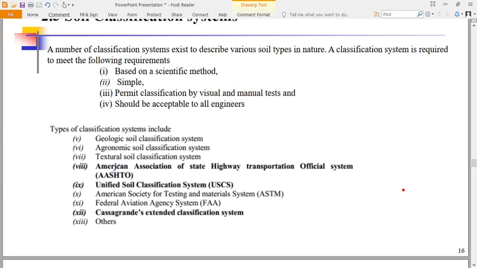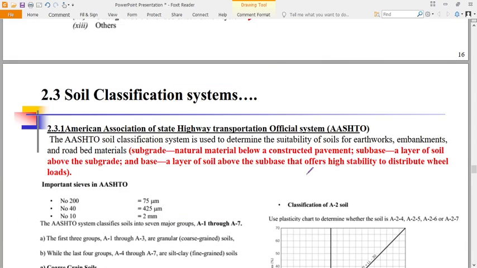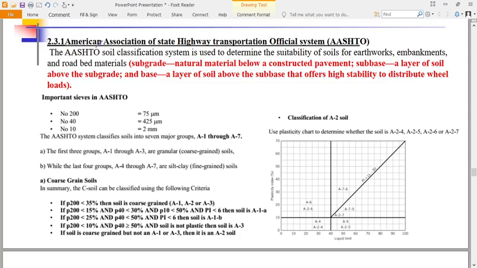Basically, we are going to look at a number of classification systems. First is AASHTO, which is mainly used for highways, to classify or name soils of similar physical properties. Then you have the Unified Soil Classification System, normally used for foundations. Also we have the Casagrande extended classification system, which was used to develop the Unified Soil Classification System. We are going to start with the American Association of State Highway Officials system.